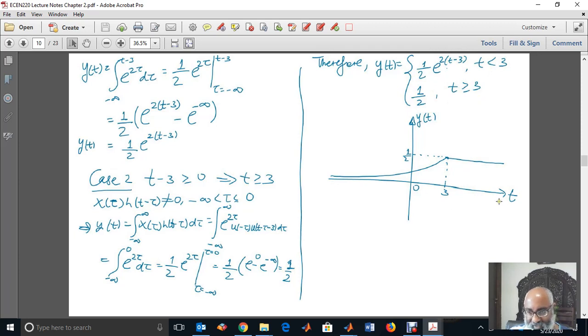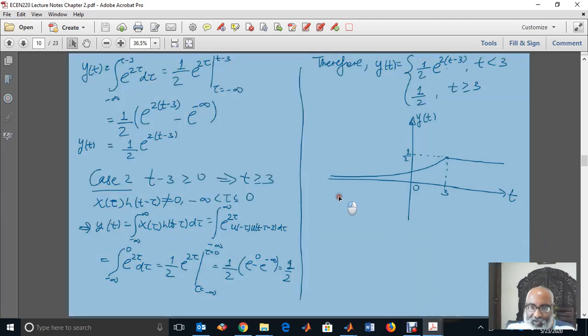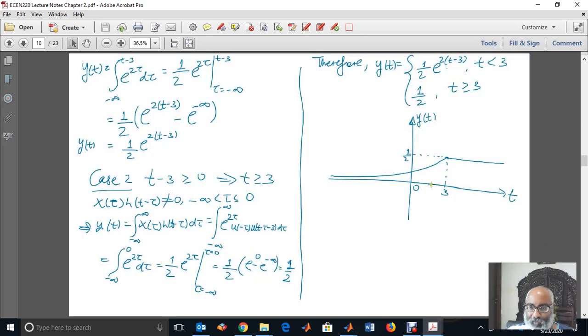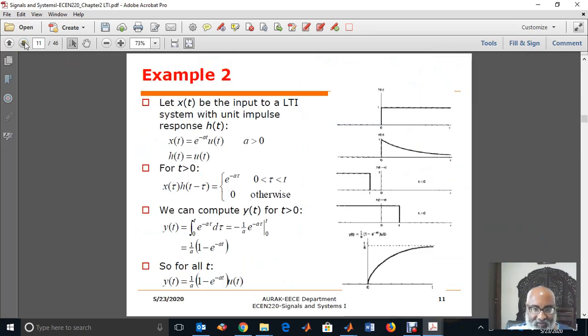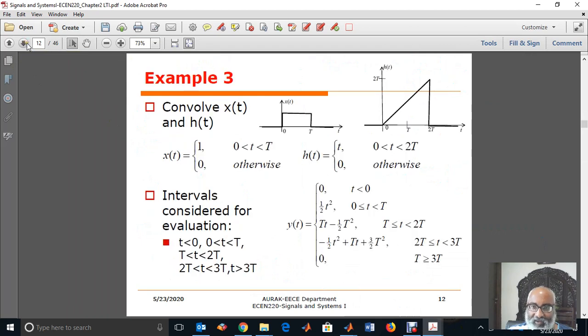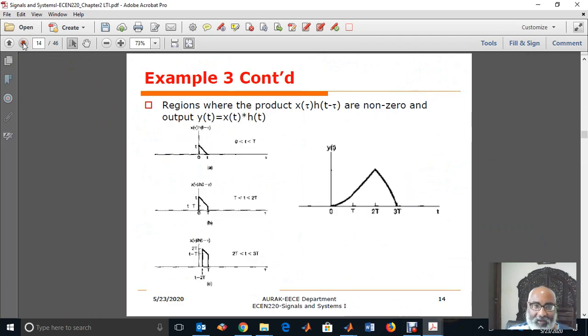So graphically, it's like this. It is a growing exponential function. It stops at 3. At t equal to 3, 3 minus 3 is 0, e to the power of 0 is half. Here also half. So after that, it's constant half. Okay, this is the output. That's all about convolution examples. I hope you understand. I also have some more examples in the lecture slides. Please follow them. I have another example that follows this convolution example.